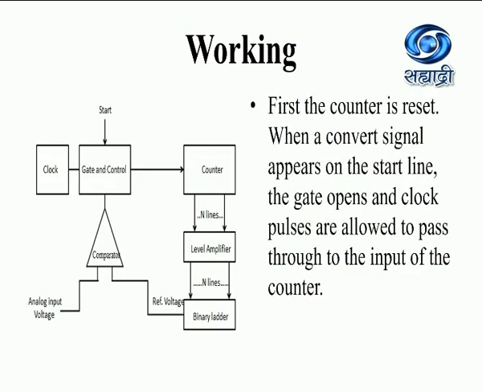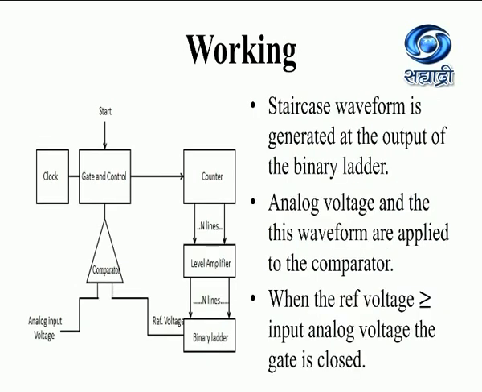First, the counter is reset. When a convert signal appears on the start line, the gate opens and clock pulses are allowed to pass to the input of the counter. So a staircase waveform is generated at the output of the binary ladder. The analog voltage and this waveform are applied to the comparator. When the reference voltage is greater than or equal to the input voltage, the gate is closed.